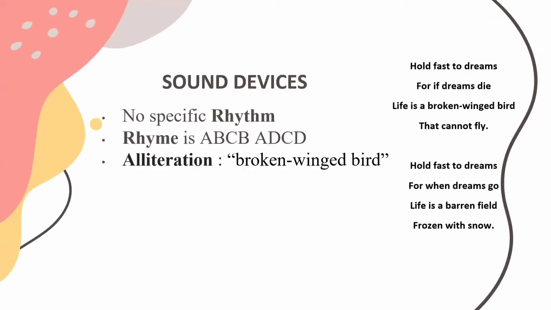So the next thing I want to share with you is about the sound devices. This poem has no specific rhythm. Why? Because there's no specific beat or specific rhythm we can find when we say this poem orally. And the next thing is about the rhyme. For the first stanza, the rhyme is A, B, C, B. We can see from the word die and the word fly here.